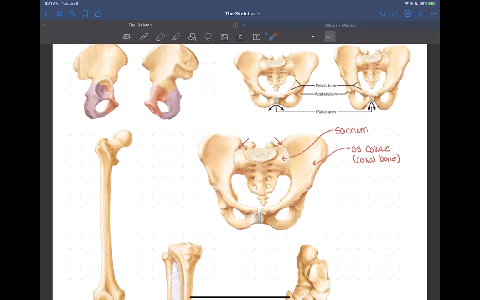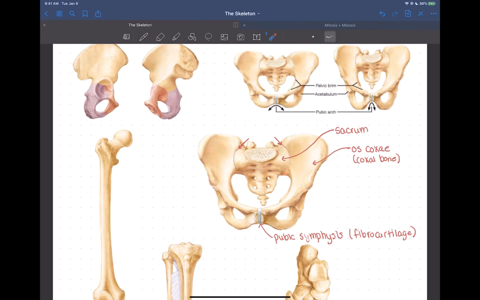And so they meet here in the middle anteriorly. This is called the pubic symphysis. And we talked about this with our cartilage section on tissues because it's made up of fibrocartilage. So that is where the two coxal bones, the os coxae, attach anteriorly. Posteriorly, they meet at the sacrum.